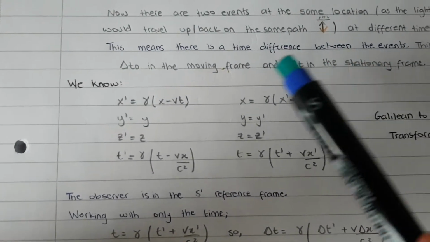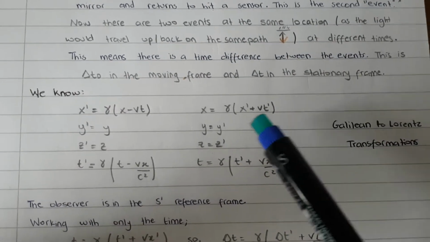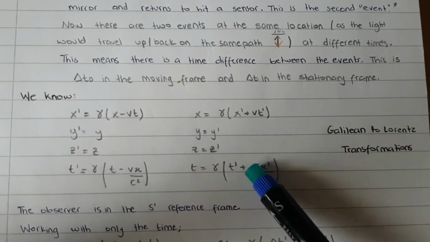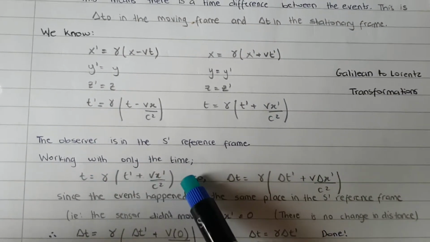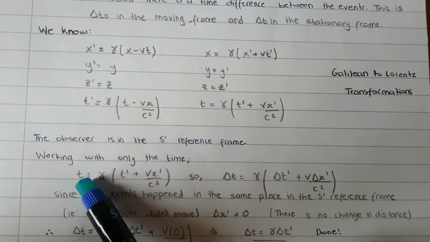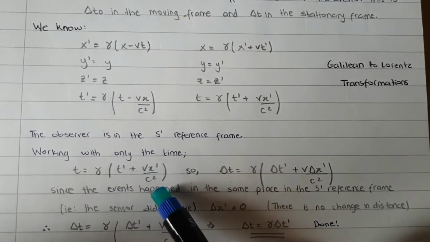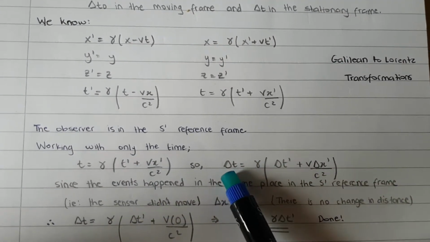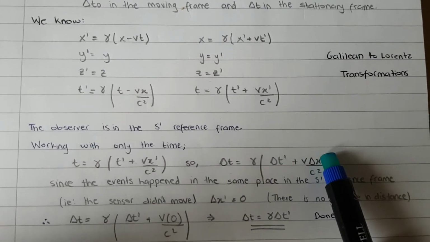So we're going to come down here to the Lorentz transformations, which you have probably seen before in lectures. Since we're working with time, we're going to be working with this one over here. So what you need to do is rewrite the equation, and all that we're doing is replacing t, t prime, and x, because those are the only things that are going to be changing, with delta t, the difference in time, delta t prime, and delta x prime.